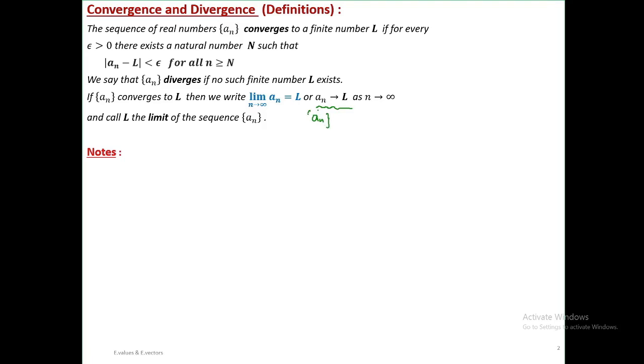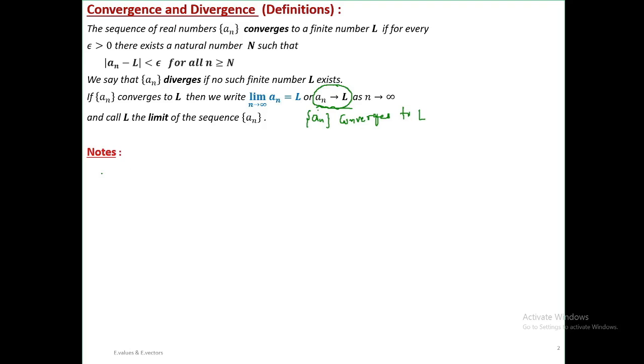Its meaning is like the sequence an converges to L. This is the symbolic meaning: the sequence an converges to L if an tends to L as n becomes large, and we call that L the limit of the sequence an. This L is said to be the limit of the sequence. Why? Because limit n tends to infinity of an is L, right? So therefore this L is called the limit of the sequence an.